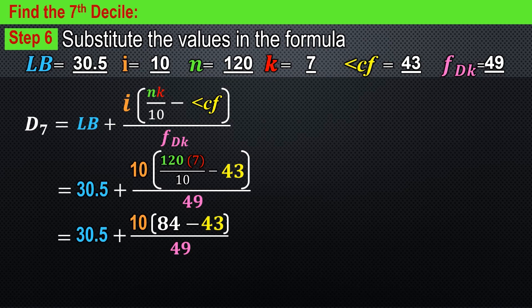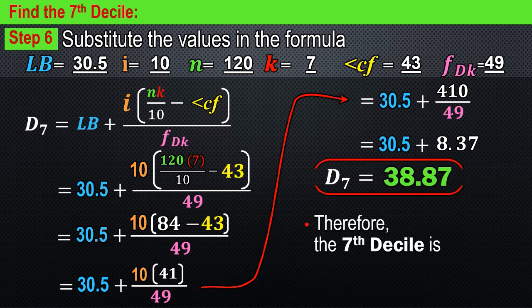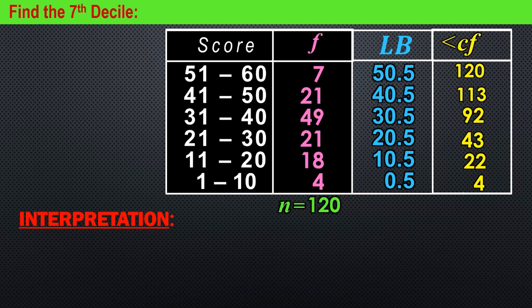120 times 7 equals 840 divided by 10 is equal to 84. Then 84 minus 43 equals 41. Then 41 times 10, that is 410. 410 divided by 49, we have 8.37. Then 30.5 plus 8.37, we have 38.87. Therefore, the 7th decile is 38.87.